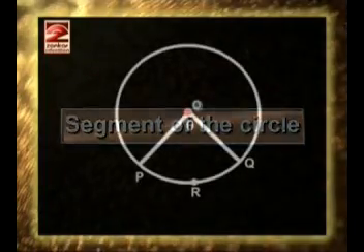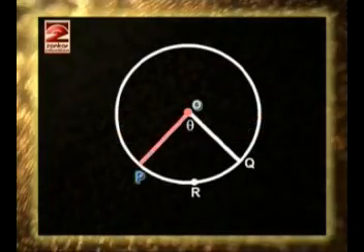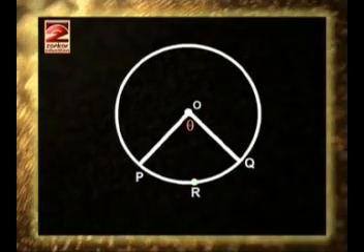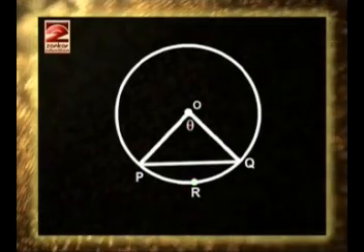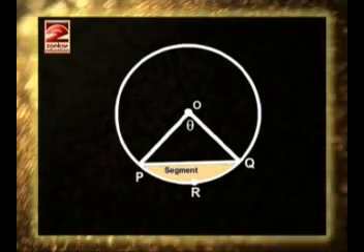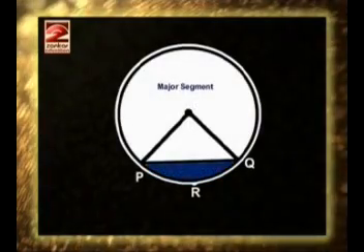Now we'll see what is meant by a segment of a circle. This is the center of the circle, this is radius OP, this is radius OQ, and R is the point on the circle and theta is the central angle. If we join PQ, it is the chord of the circle. Now the shaded portion is the segment of the circle. Here, this shaded portion is the minor segment of the circle and this shaded portion is the major segment of the circle.